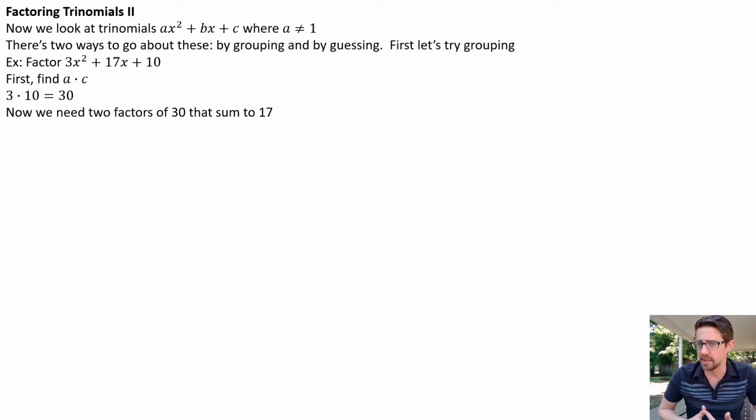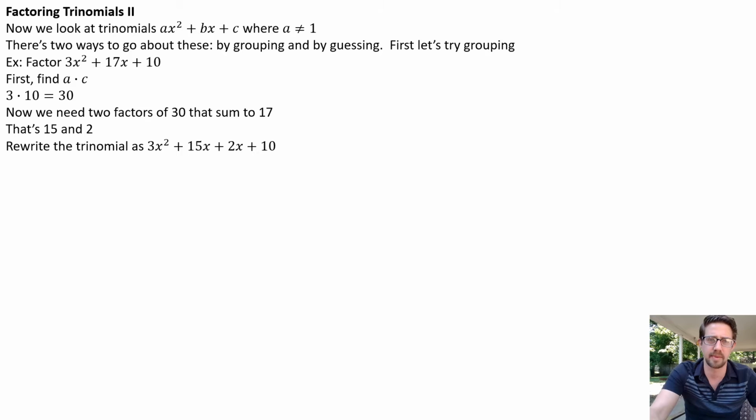And now everything's being added, so this is the simplest kind. That shouldn't take you too long to think of. 2 factors of 30 that sum to 17 are 15 and 2. Now take that 17x and split it up into 15x and 2x. Okay, it's kind of fun. See, it's like an algorithm. So you write 17x as 15x plus 2x, or you can write it as 2x plus 15x. It'll work either way.